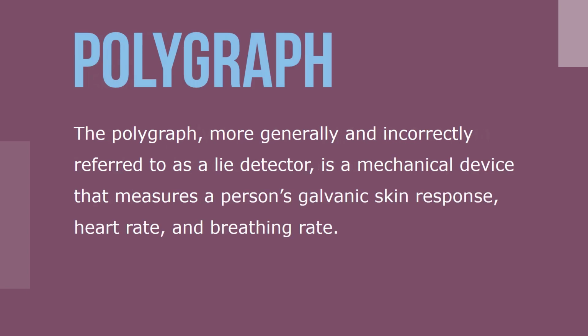The polygraph, more generally and incorrectly referred to as a lie detector, is a mechanical device that measures a person's skin response, heart rate, and breathing rate. The idea behind the polygraph is that if a person answers a question deliberately incorrectly, the body's responses will reveal the falsification through the recording mechanisms of the polygraph. As a result of concerns about polygraph validity, Congress passed the Employee Polygraph Protection Act, which prohibits most private sector employers from using polygraphs for pre-employment screening purposes.